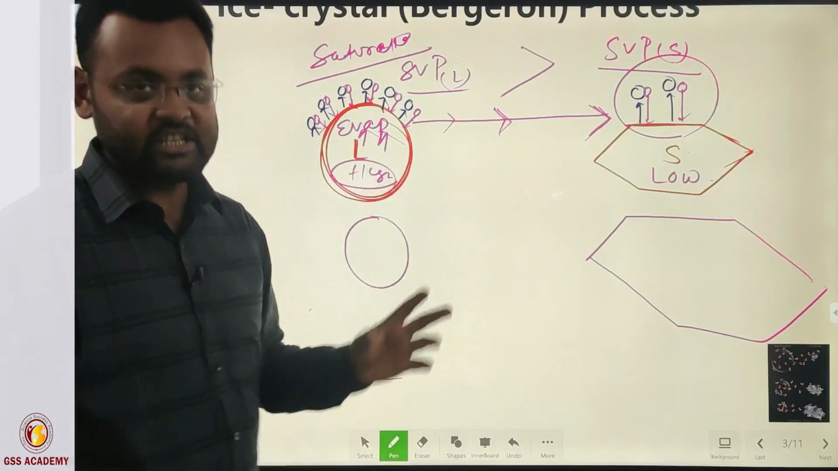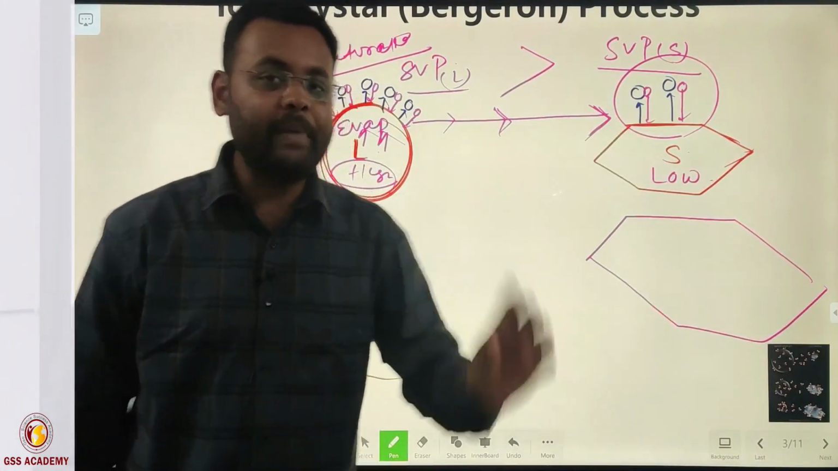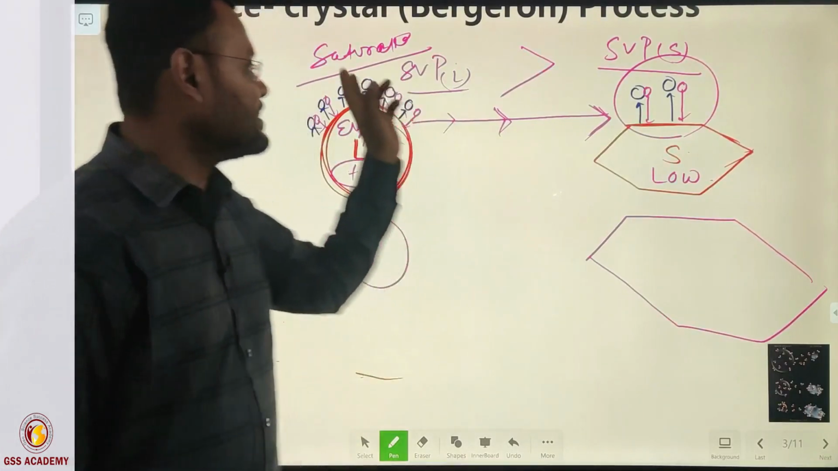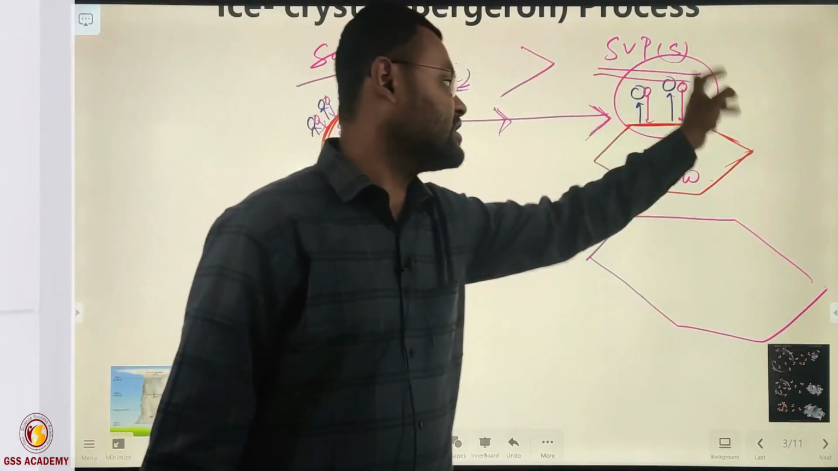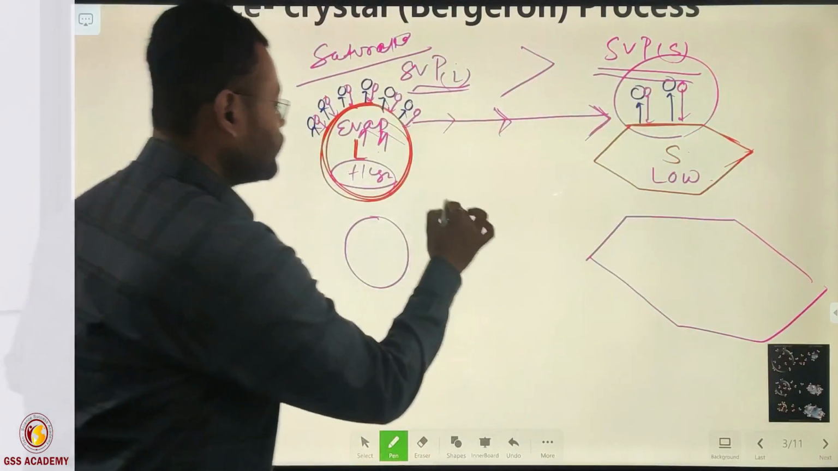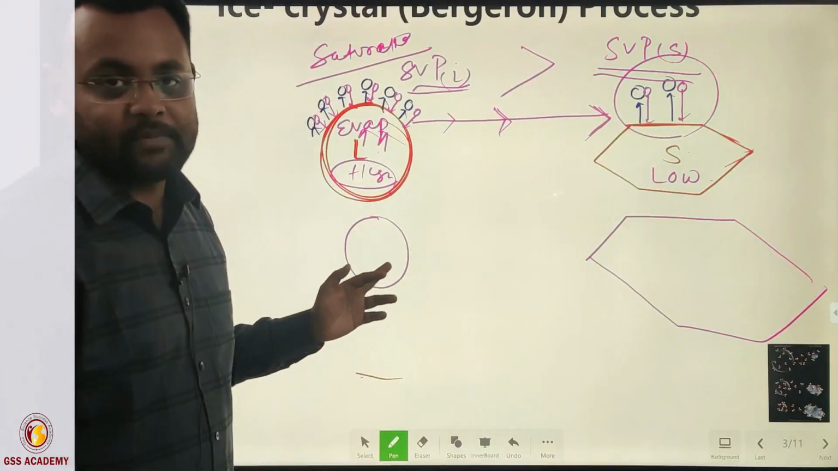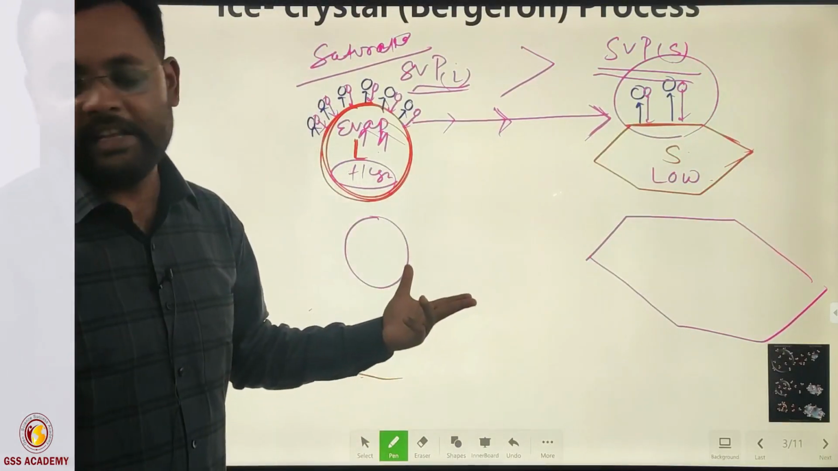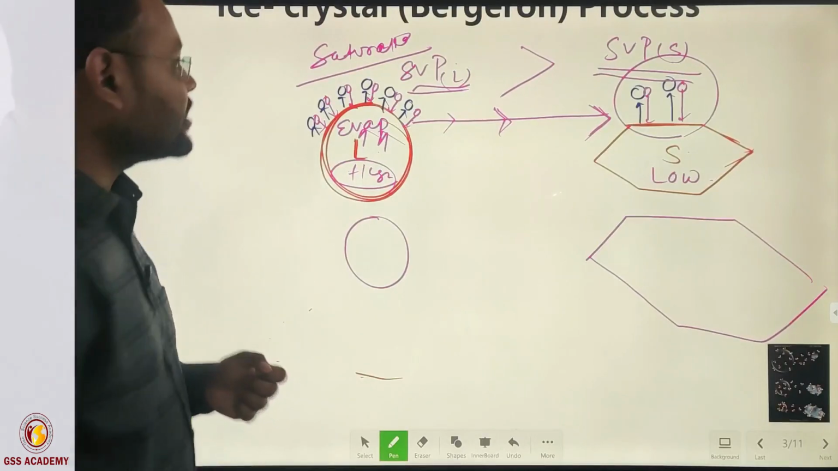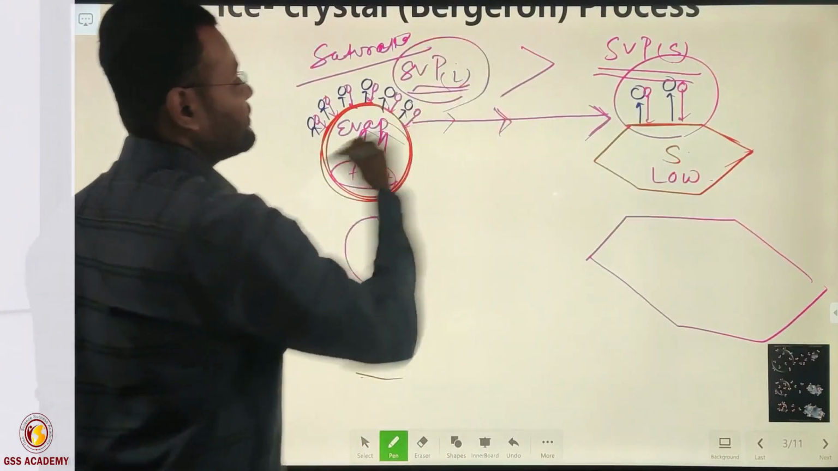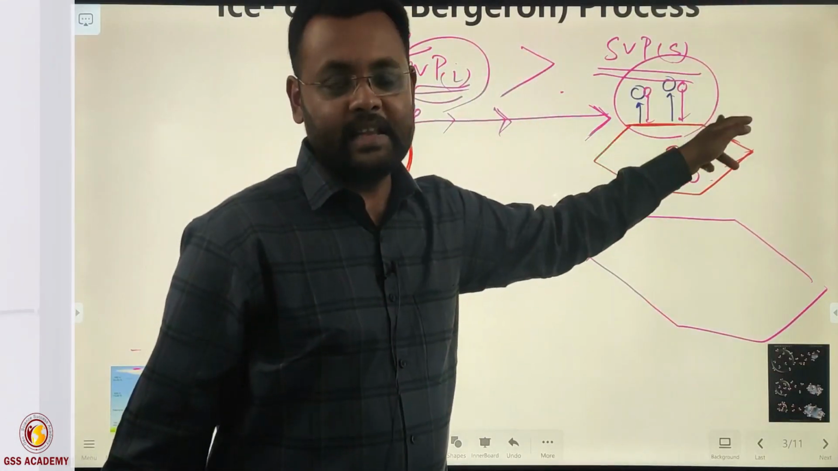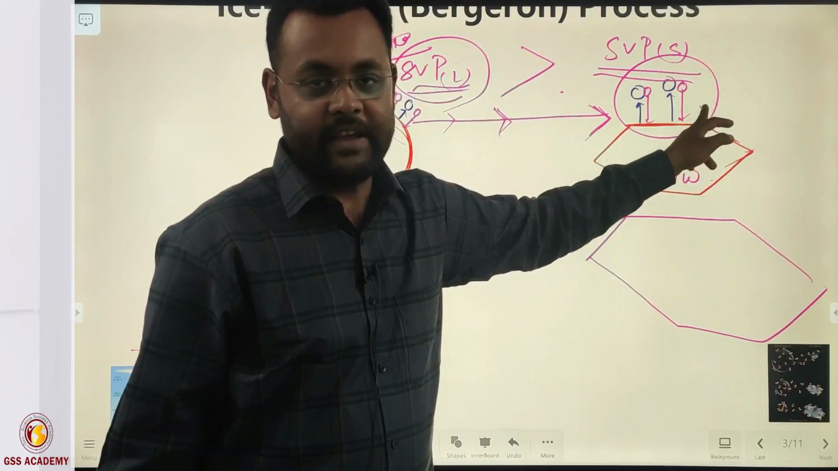That means in the ice crystal process, two things are there, and you may have noticed in the CSIR NET, every time this question is asked: What is the condition of saturation vapor pressure over the liquid and solid, and whether ice crystals grow at the expense of liquid water or liquid water grows at the expense of ice crystals. So just remember, in the ice crystal or Bergeron process, the saturation vapor pressure over the liquid is relatively higher than the saturation vapor pressure over the ice crystal.